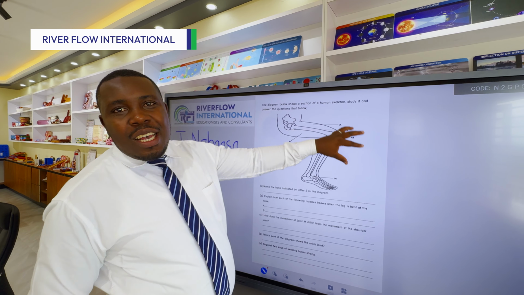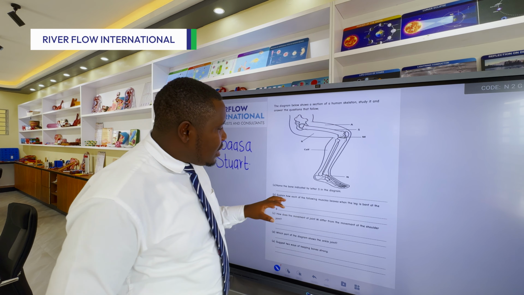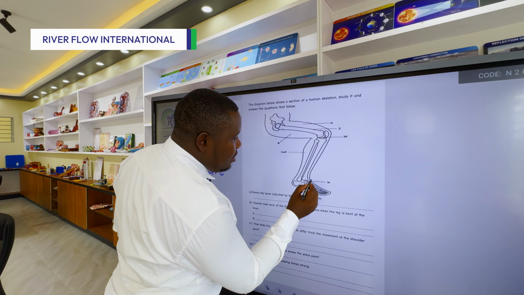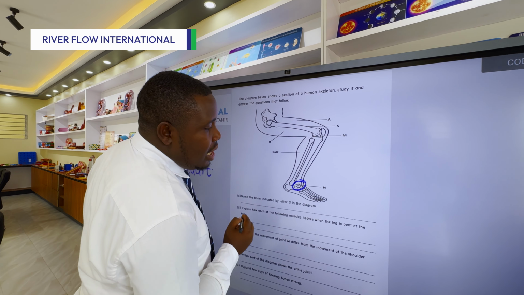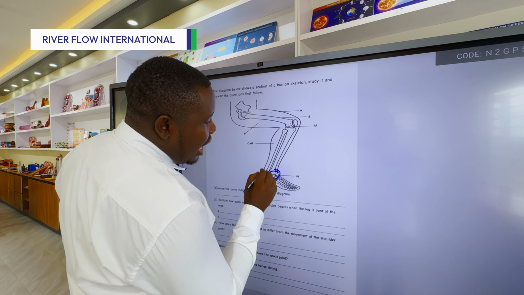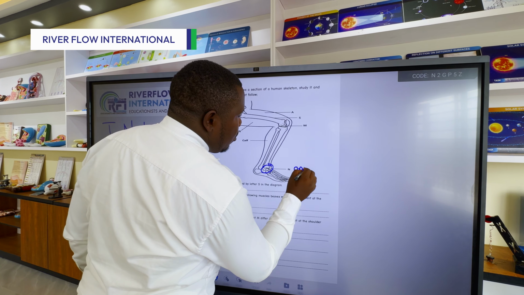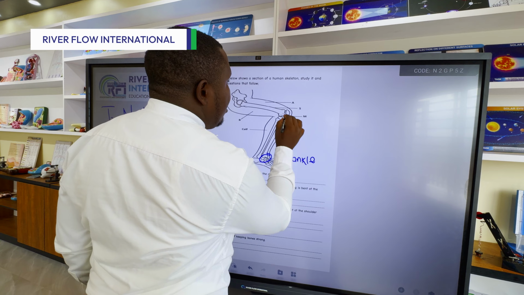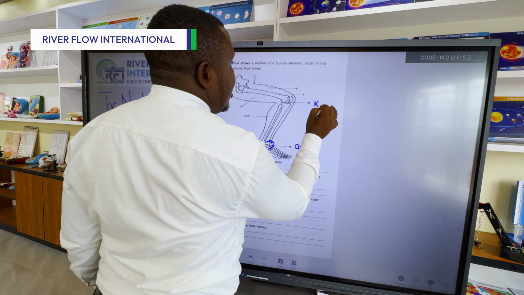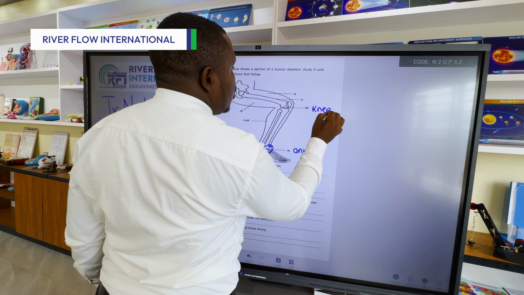Now, this is what we are going to first interpret. Number one, we have this part here showing us a joint. Now, there is a joint here. This is the ankle area. Then we have the knee area here. So here, there is also a joint.